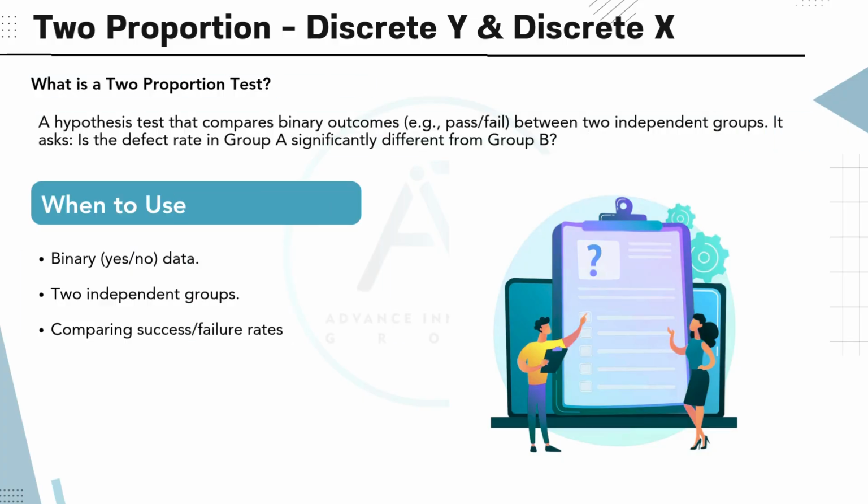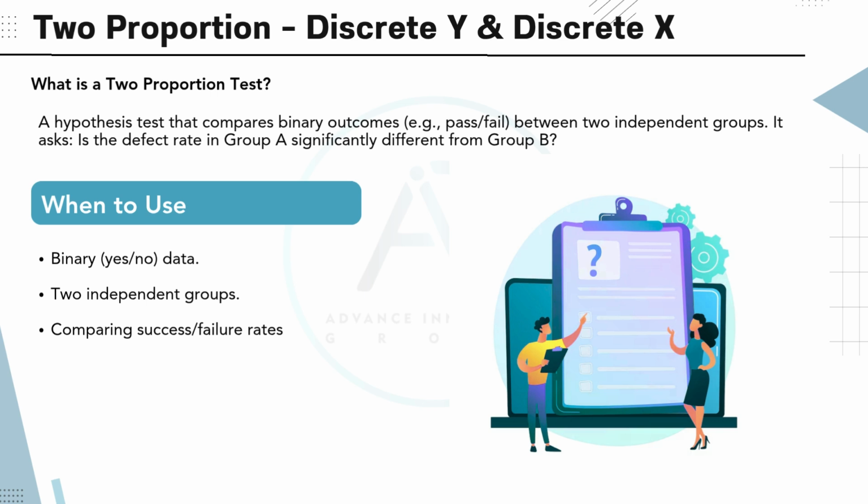Now that we've seen when and why the two-proportion test is used, let's define it more formally. The two-proportion test is a type of hypothesis test used to compare binary outcomes, like yes, no, or pass, fail, between two independent groups. It answers a very practical question: is the proportion of a certain outcome in Group A significantly different from Group B? For example, is the defect rate in production line 1 different from production line 2?